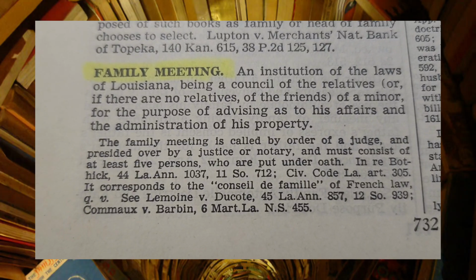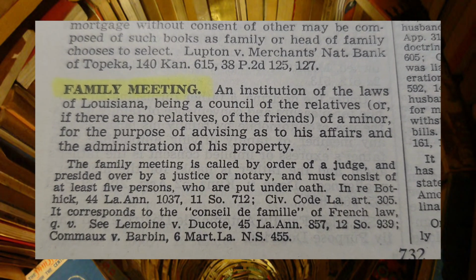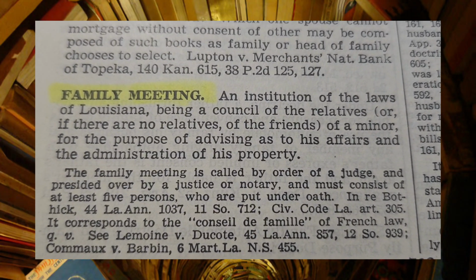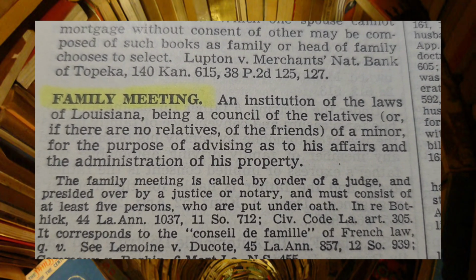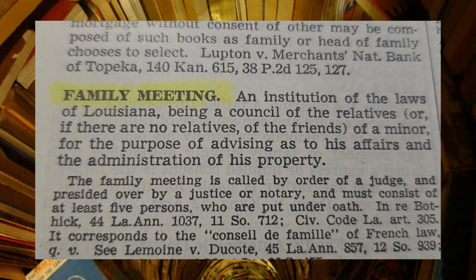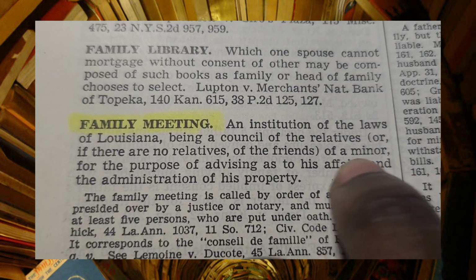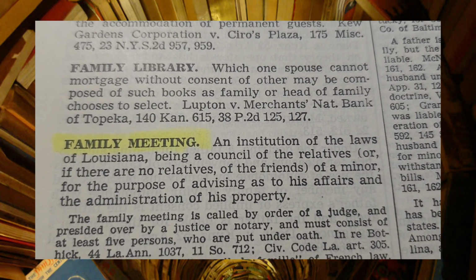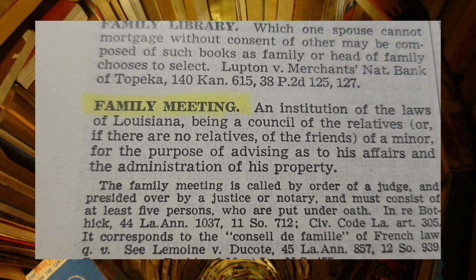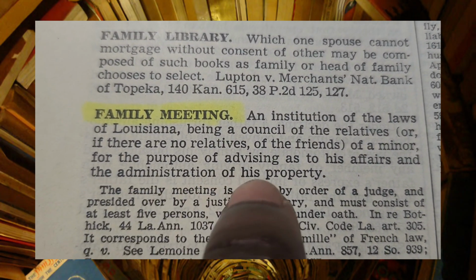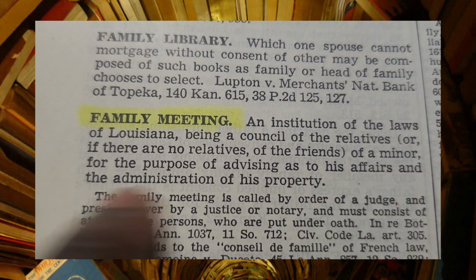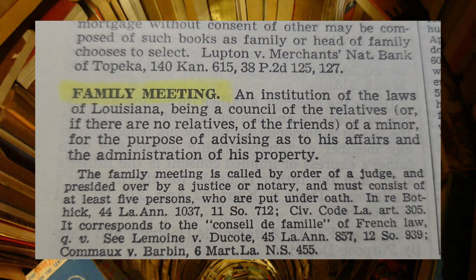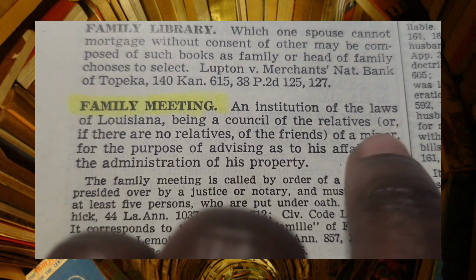Family meetings. I want to touch on this one really quickly. All right. It says an institution of the laws of Louisiana, being a council of the relatives, or if there are no relatives, of the friends of a minor. All right. Don't forget, a minor, you can liken that to anyone who's considered a minority, anyone who isn't taking their proper place in the affairs of their life. All right. Anybody who isn't taking proper ownership and leadership. All right. For the purposes of advising as to his affairs and the administration of his property. All right. So it's saying a family should get together and have meetings on what to do with a minor's property.